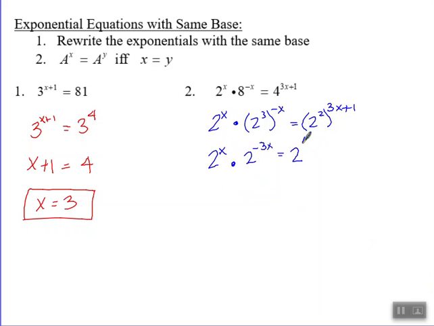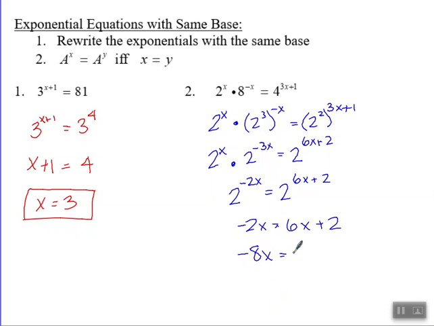And here we need to distribute. Then, since we have two exponentials multiplied together and they have the same base, we can add the exponents. Now that we have 2 to the negative 2x equals 2 to the 6x plus 2, we can apply this rule here and just look at the exponents. So we have negative 2x equals 6x plus 2, and then we just solve. So we get x equals negative 1/4.